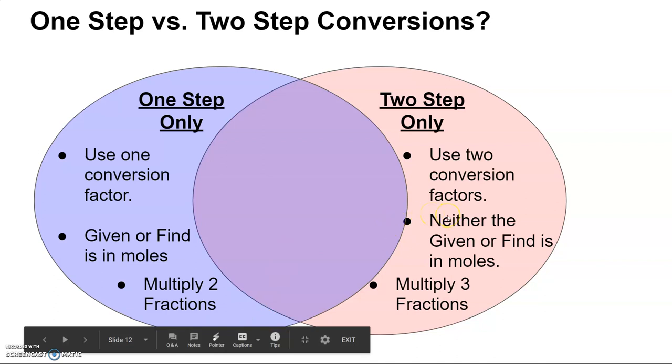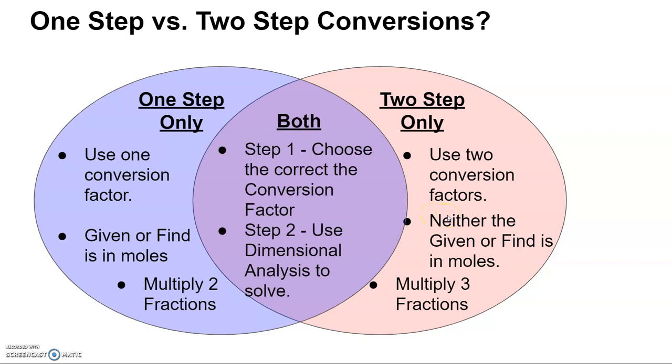So now that we look at the differences, what about similarities? Well, the things that you will find in both is that the steps are the same. You're always going to start by choosing the correct conversion factor. That's the first thing you need to do. After you read the problem and identify your given and your find, you're going to use your mole map or your understanding of the 3 conversion factors you need to know to pick the right ones. After that, you're going to use dimensional analysis to solve.